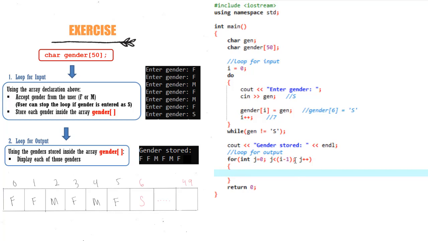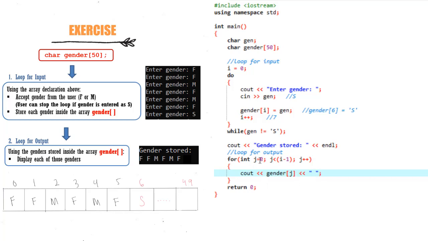Okay, so again, I repeat this, you do minus 1 if you don't want to include the last element there. But if you want to include S as the output, then you can just do I. All right, so since the question doesn't want to include S, so we do I minus 1. All right, so all we need to do here is cout. Okay, how do we get the data from the array? So the name of the array is gender. Okay, so what we do here is J. Right, and then we have a space here.